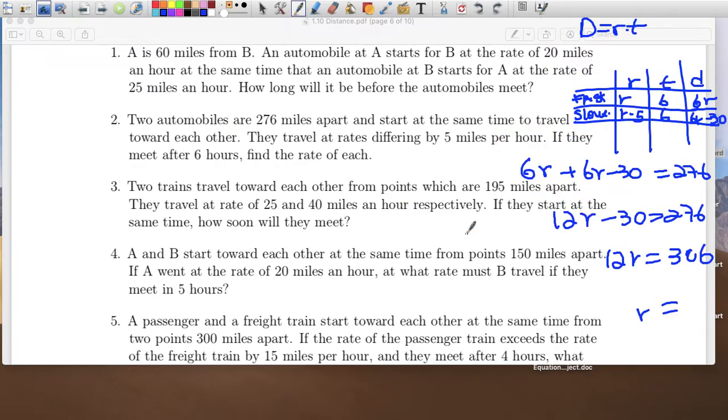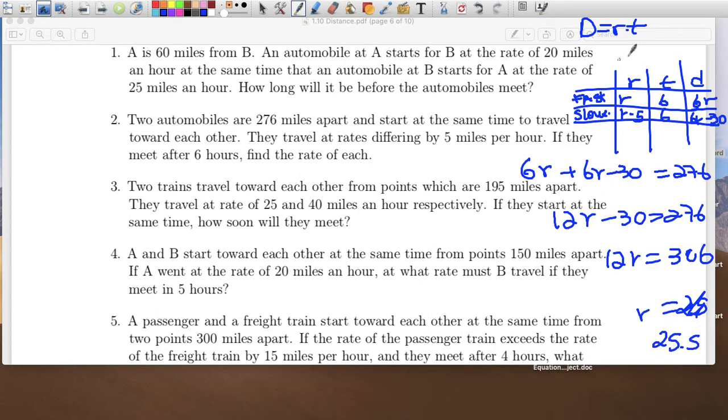So we are at 306 divided by 12. We get 2.5. So that tells me that the speed of one guy is 2.5. So the other one's 2.5 minus 5, which makes no sense. Sorry, I think I did it wrong. 306 divided by 12 equals 25.5. I'm sorry.